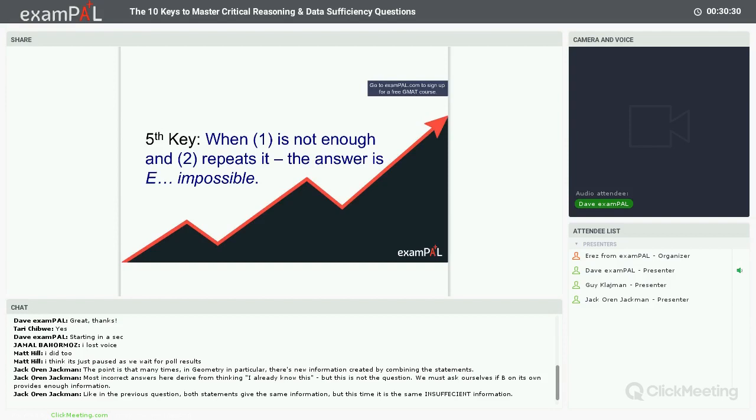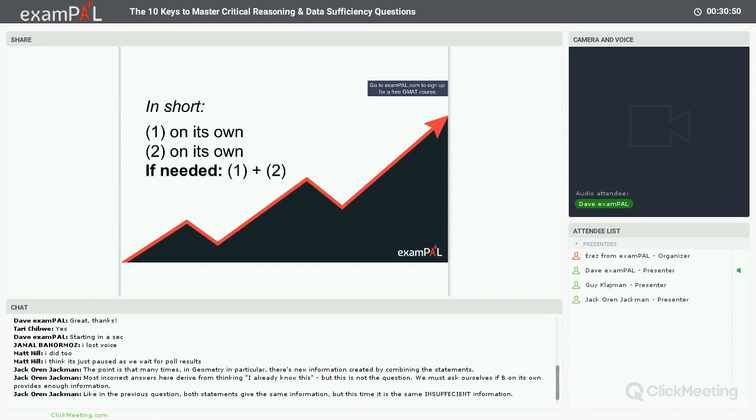So this last answer key was when 1 is not enough and 2 repeats it. The answer is impossible, and I hope you understand why that was the key. And I'm going to move on quickly here in order to get to our critical reasoning questions. So to summarize the whole first half of our webinar about data sufficiency, really in a nutshell, solve statement number 1 on its own, and then solve statement 2 on its own, and then, and only if necessary, combine them together.